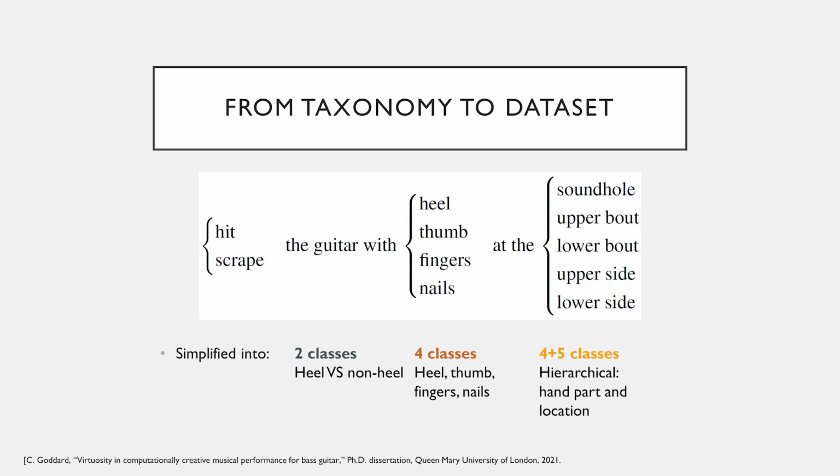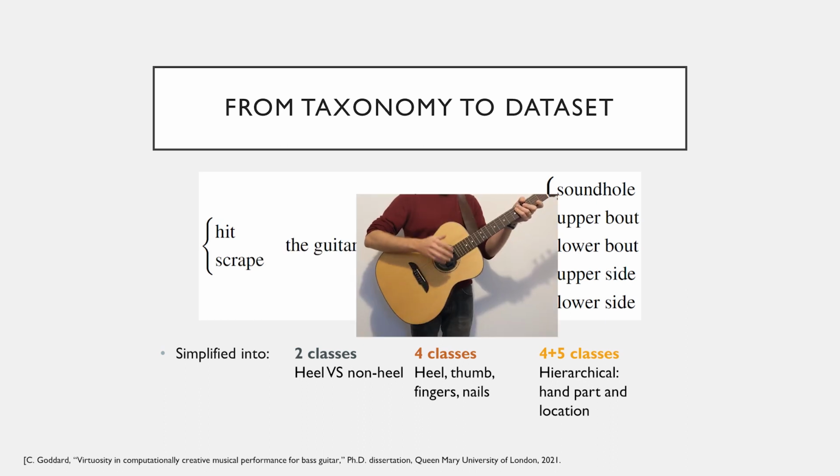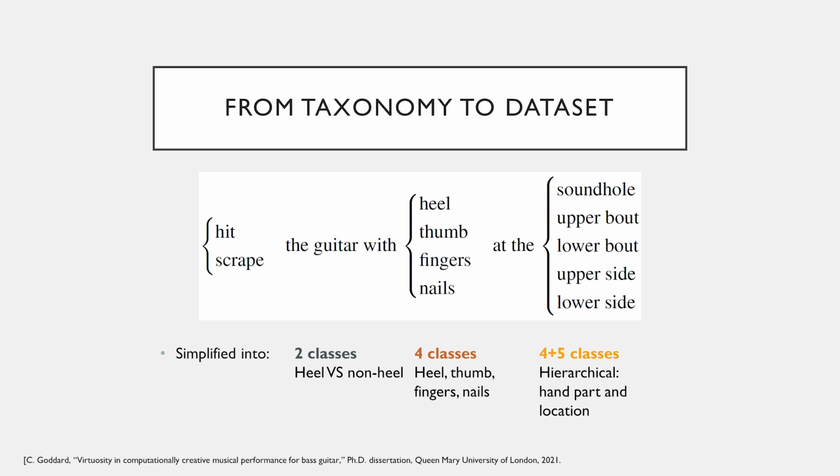The labeling of the dataset was done according to a taxonomy inspired by KL-Divergence's work on bass playing. The labels got simplified into a 2-class scenario, a heel hit versus a hit with any other part of the hand, a 4-class one comprising all the hand parts in the taxonomy, and the hierarchical label including hand part and location on the guitar's body. We acquired over 3,000 examples into a dataset of labeled guitar body hits played by the main author.